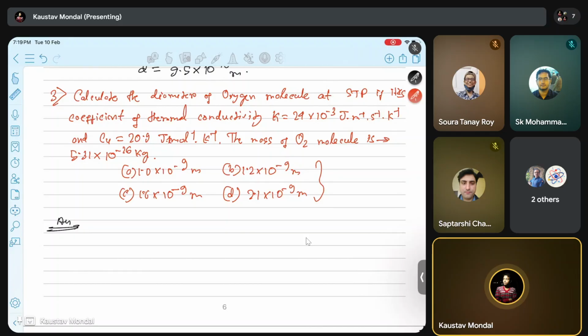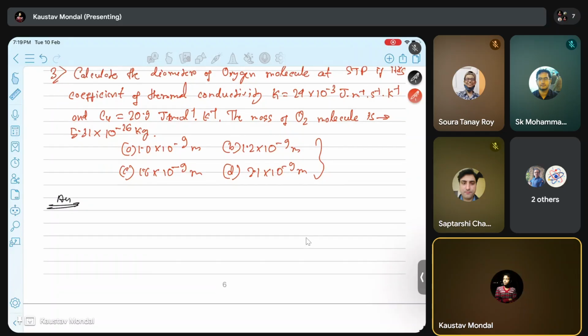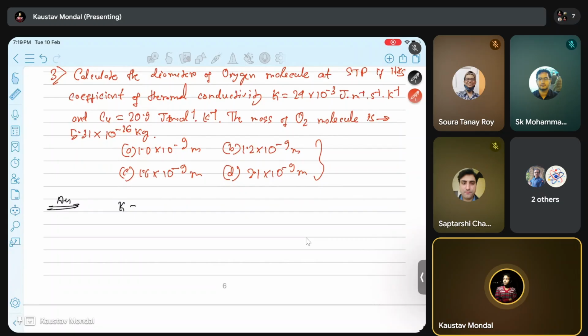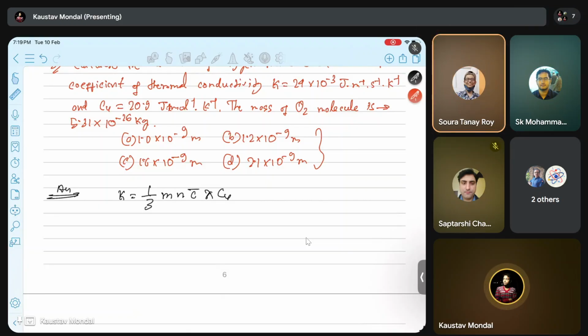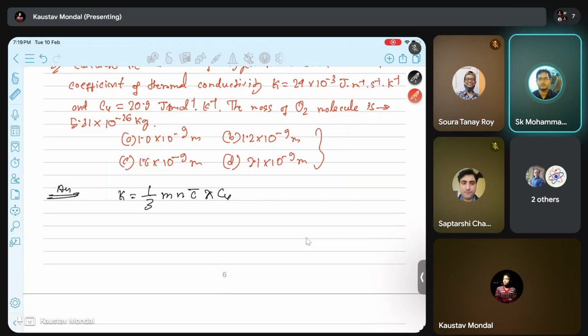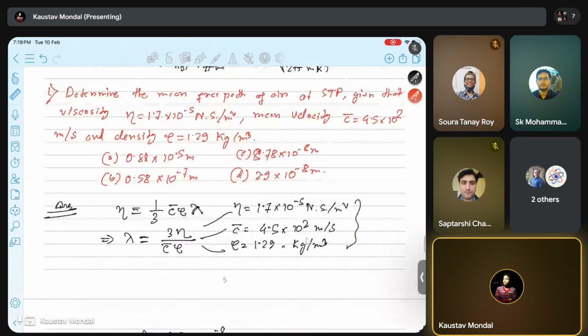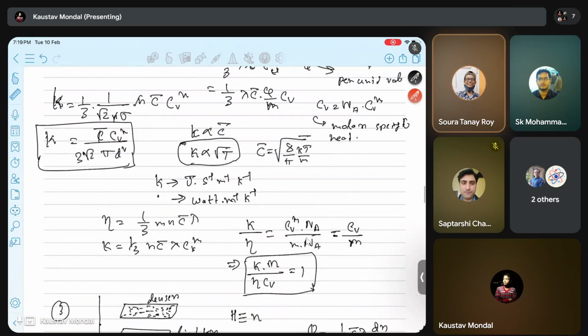It's STP, it's mentioned, so the pressure and all is known. The expression for K is basically given by 1 by 3 m n c bar lambda CV. Okay, M is not given, I think. No, M is given, the mass of the oxygen molecule is given. But the expression for M is not there. Let me check. Oh, yes.